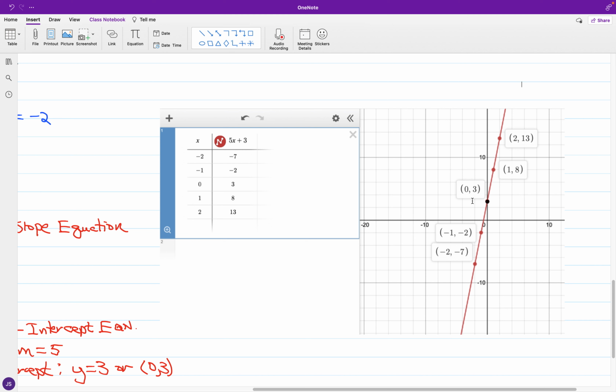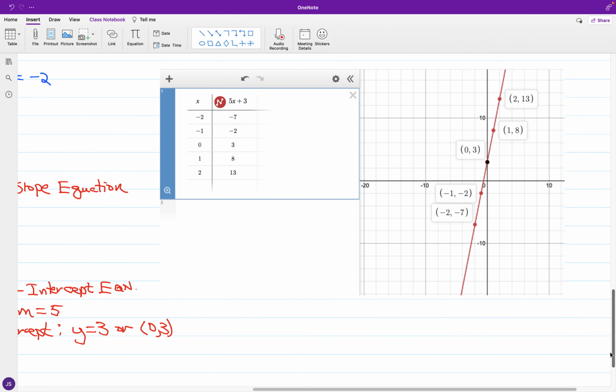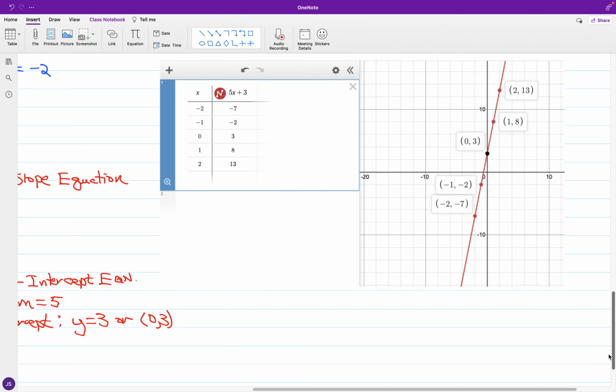And other points, if I stay on the line, maintain the slope of 5. So you have 1, 8 and 2, 13 among infinitely many other points that would belong to the line represented by the equation y is equal to 5x plus 3.